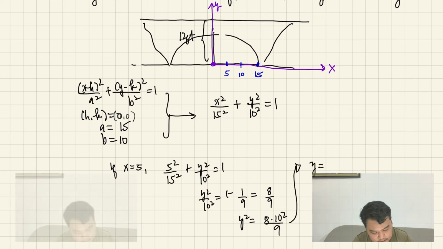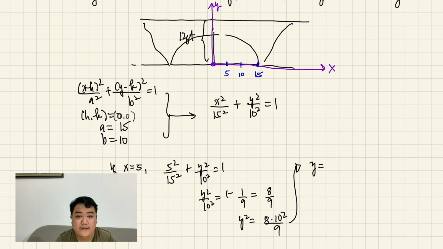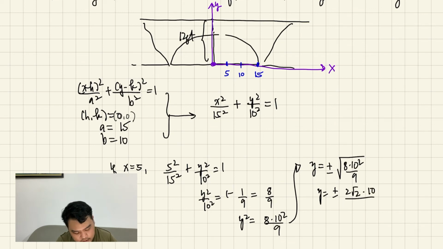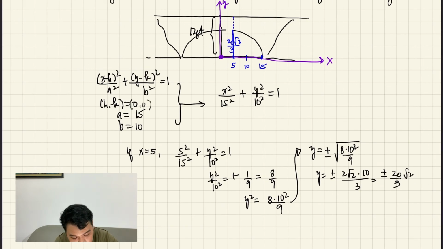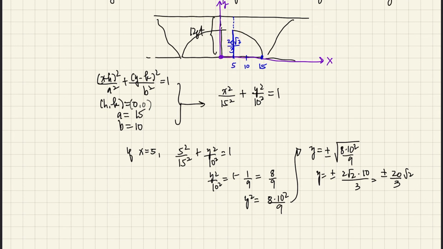So, y is, you take the square root of both sides, pero positive lang ang gusto natin, no? So, plus minus square root of 8 times 10 square over 9. Anong square root niyan? Square root ni 8 is 2 square root of 2, square root ni 10 square is 10, square root ni 9 is 3, or plus minus 20 over 3 square root of 2. So, ang haba nito, itong naka-blue, ay 20 square root of 2 over 3. So, yung unang sagot na kailangan natin is 12 minus 20 over 3 square root of 2 feet. So, yan yung unang sagot.